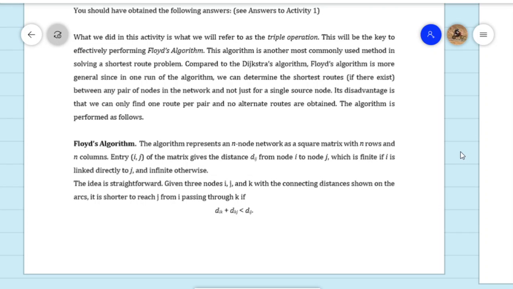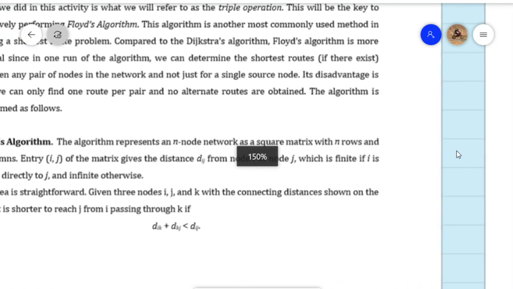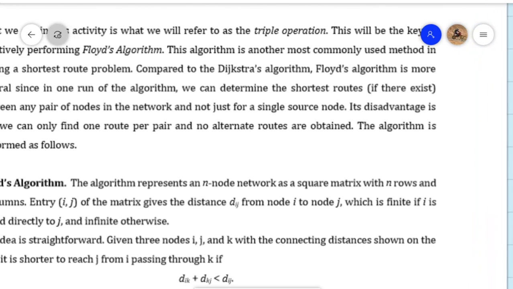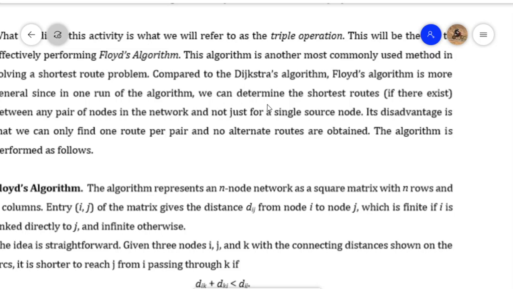Now, compared with Dijkstra's algorithm, we can say that Floyd's algorithm is more general, since in just one run of the algorithm, we can find the shortest routes, if there are any, between any pair of nodes in the network, unlike Dijkstra's wherein a source node must be assumed.